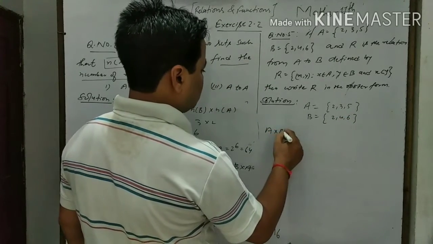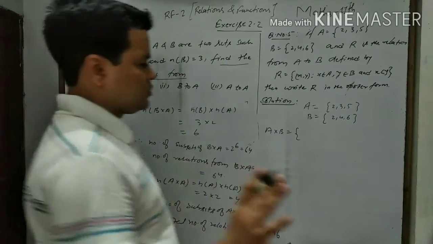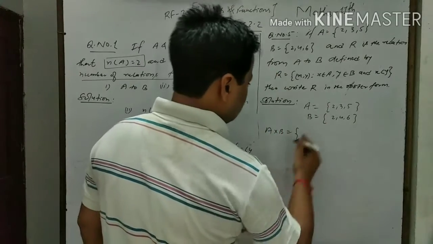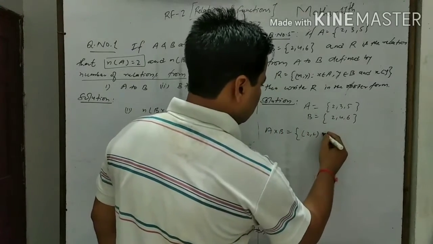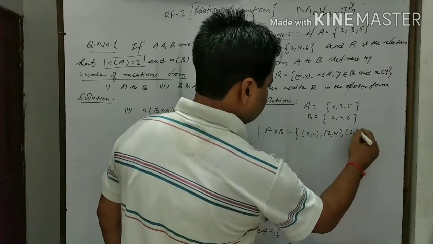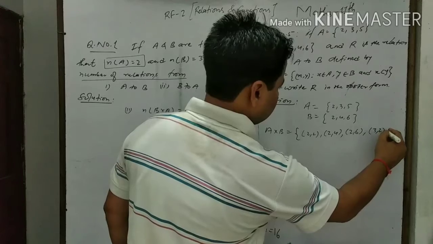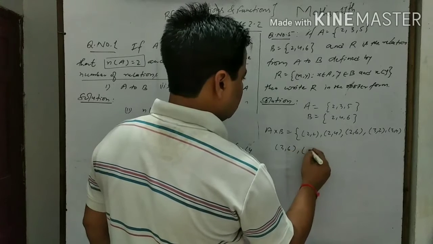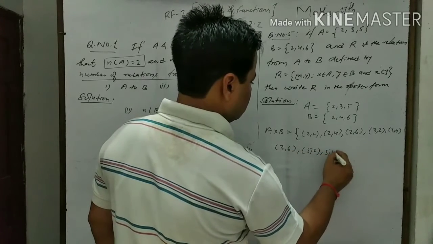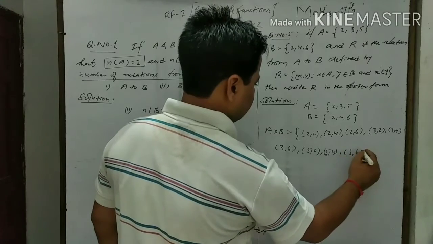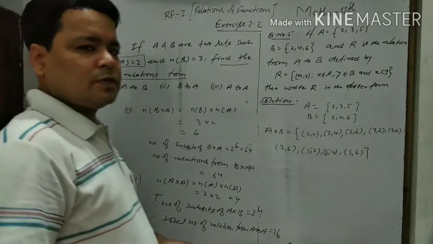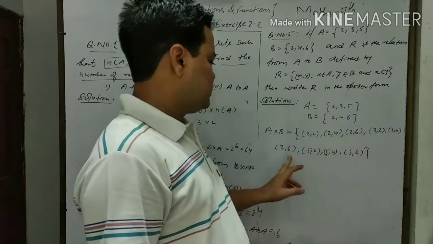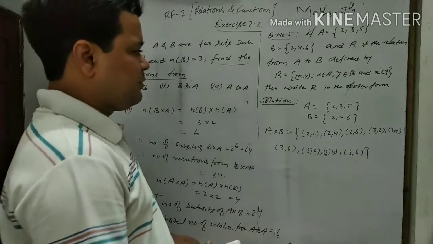Then what is A cross B? We know that it is in ordered pairs: (2, 2), (2, 4), (2, 6), again (3, 2), (3, 4), (3, 6), again (5, 2), (5, 4) and here (5, 6). The total number of elements is equal to the cardinal number of A into the cardinal number of B, that is 3 into 3, that is 9. So 1, 2, 3, 4, 5, 6, 7, 8, 9. But we have to find the relation.